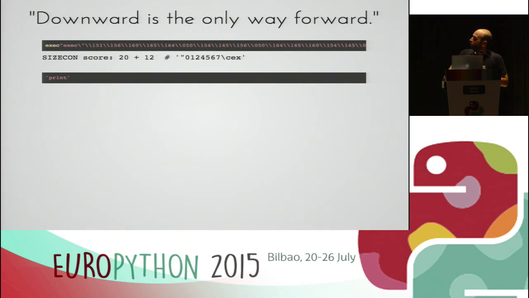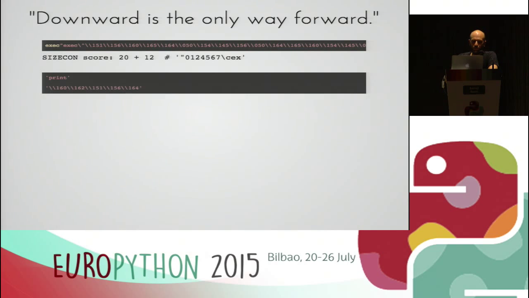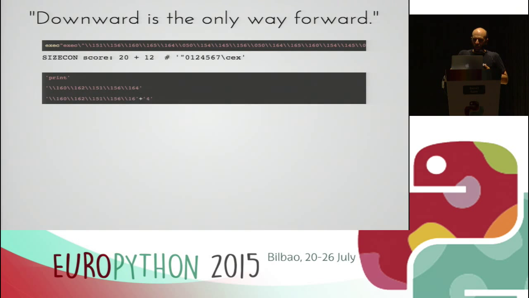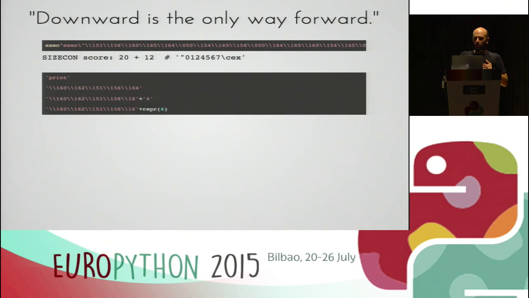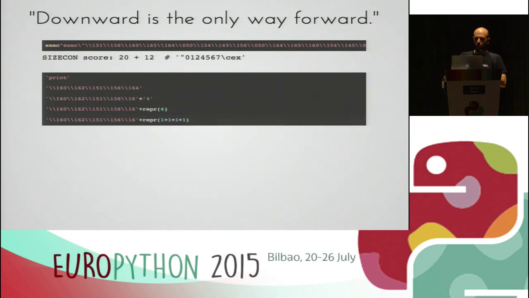This is just to see how it works. We get a statement like print. This is the octal representation. This is the string that represents the octal representation of print. And within the first exec, we can actually compose that string. We get the 4, for example. The 4 is actually like a wrap of the integer 4, and the wrap of integer 4 is just the sum, 1 plus 1 plus 1 plus 1.